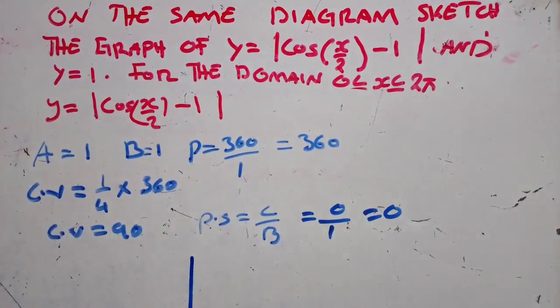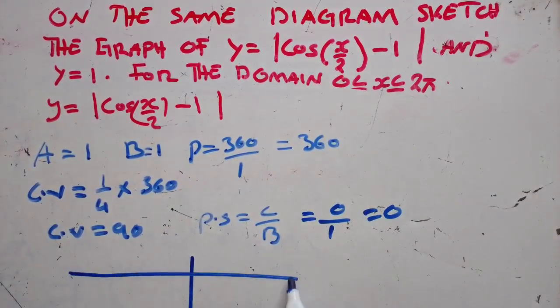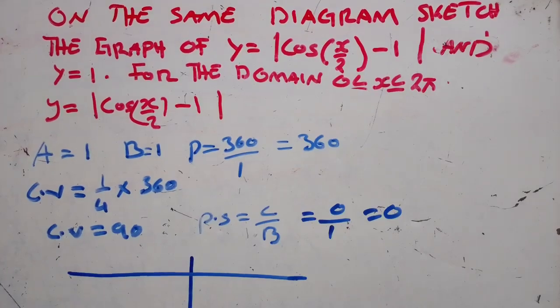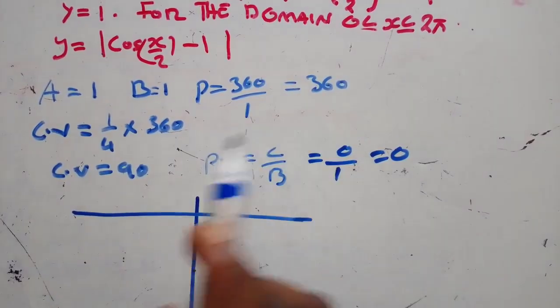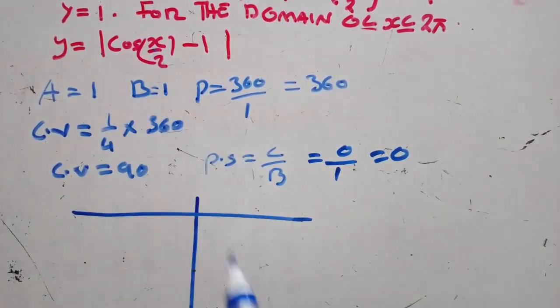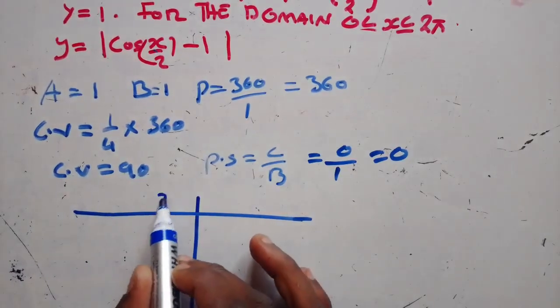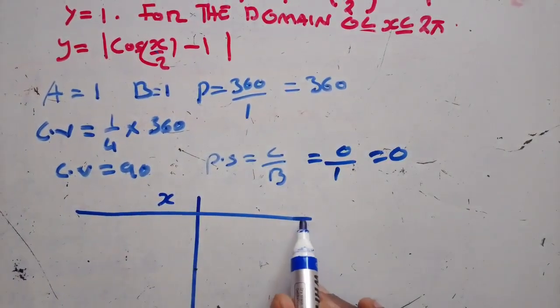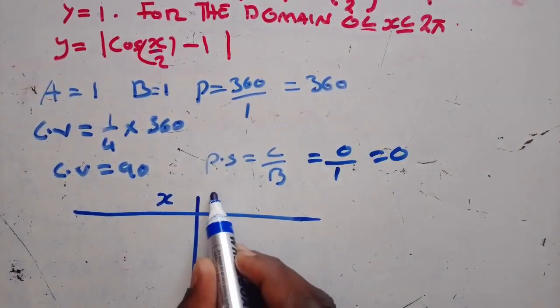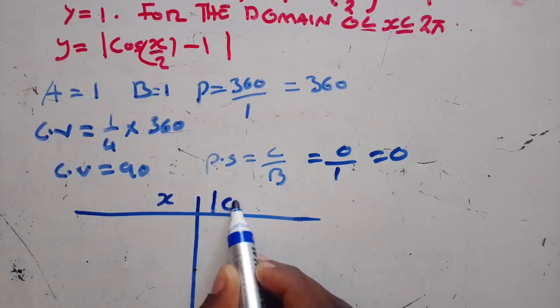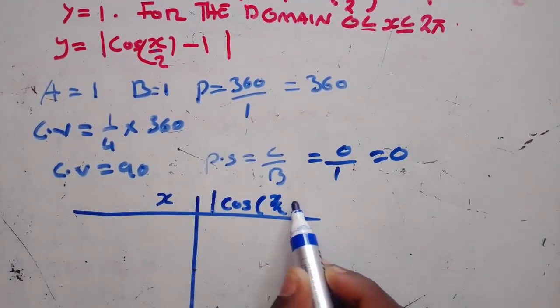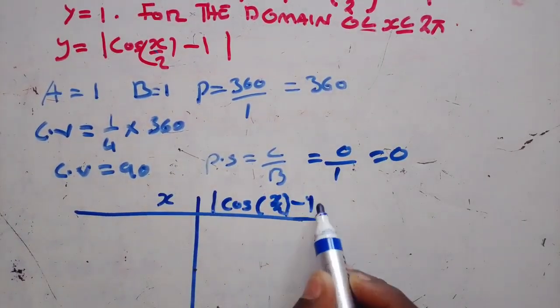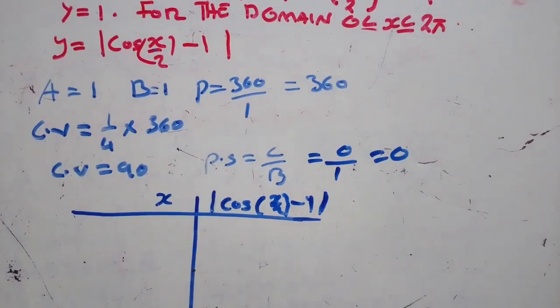Okay, so this is the trig table. Then you just put a line here. Okay, this is our trig table. Then this side you put x, because we have x in this function, and this side will have the whole function of y, which is modulus of course, open brackets x over 2 minus 1, close bracket and modulus.